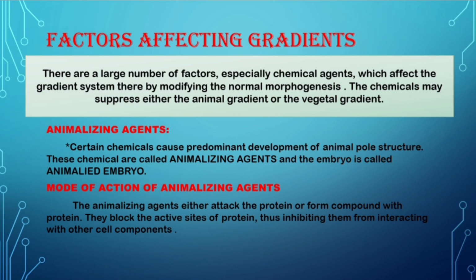There are a large number of factors, especially chemical agents, which affect the gradient system, thereby modifying the normal morphogenesis. The chemical may suppress the animal gradient or the vegetal gradient. Animalizing agent: certain chemicals cause predominant development of animal pole structures. These chemicals are called animalizing agents and the embryo is called an animalized embryo.